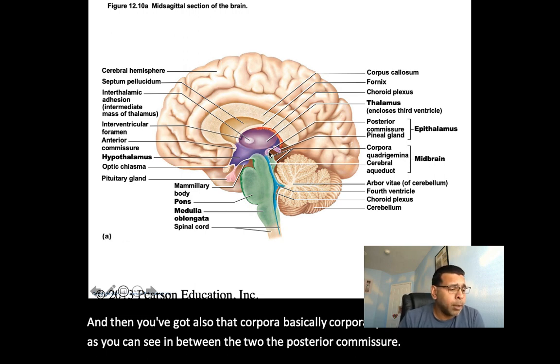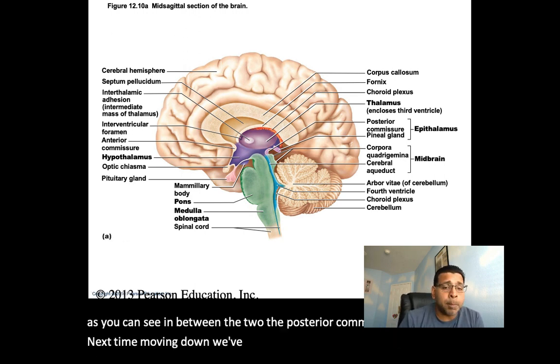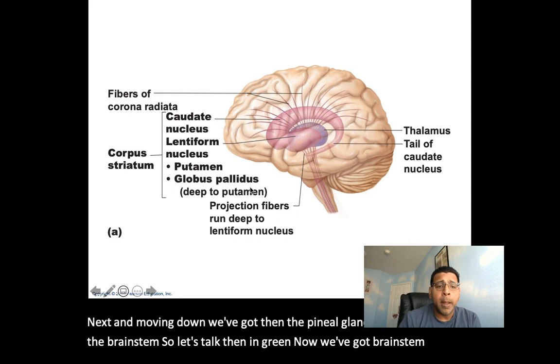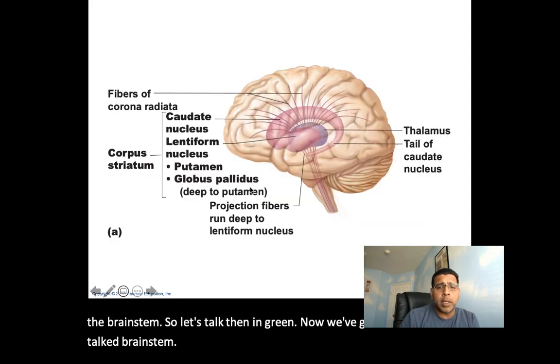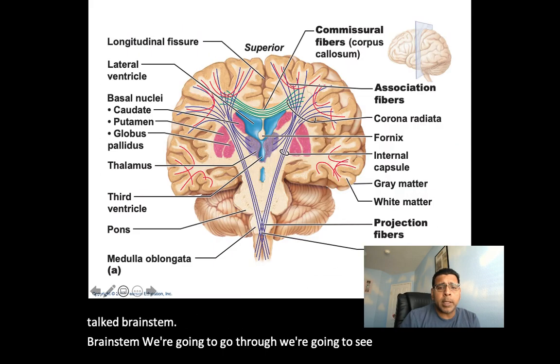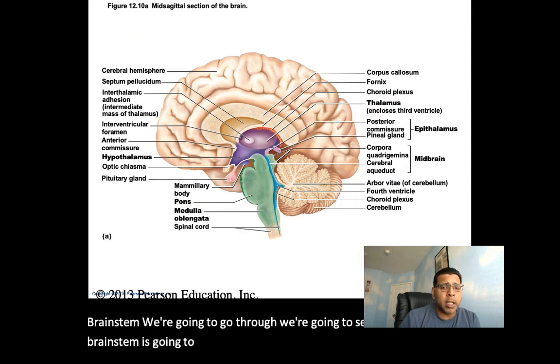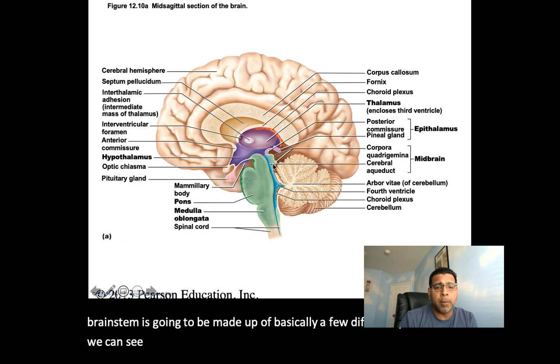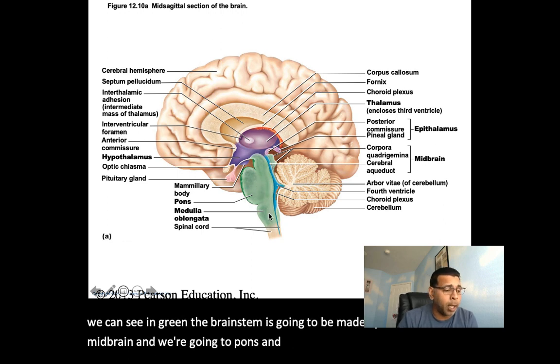Next, moving down, we've taken care of the epithalamus, so let's talk about the brainstem, in green. The brainstem is made up of a few different parts. Here in green, the brainstem is made up of, number one, the midbrain, then we'll talk about the pons, and then we'll check out the medulla oblongata.